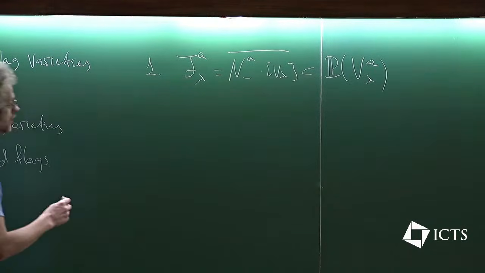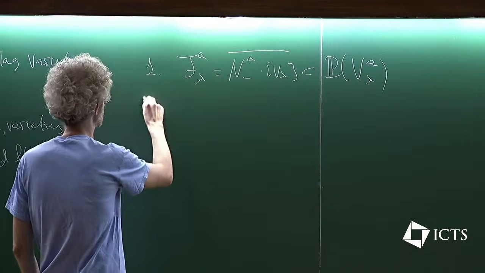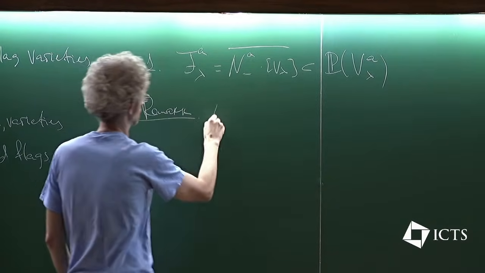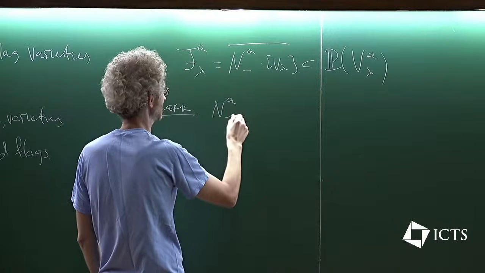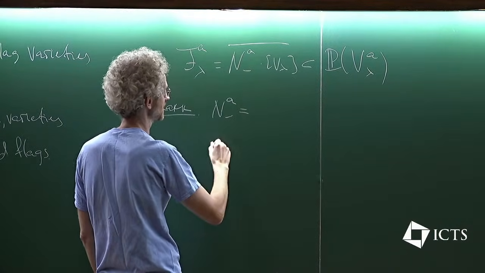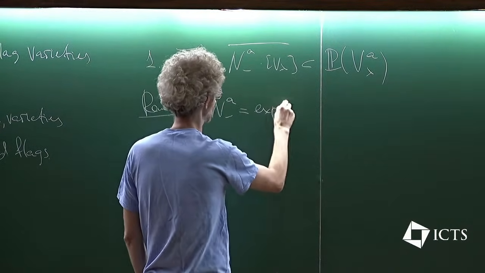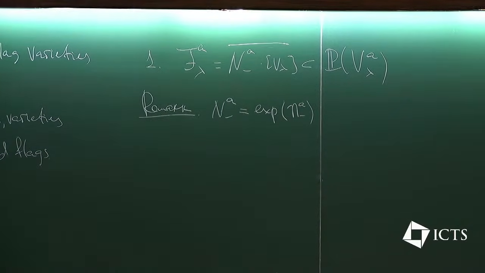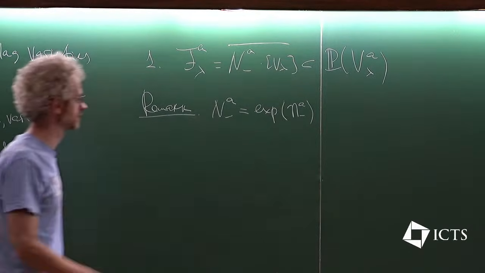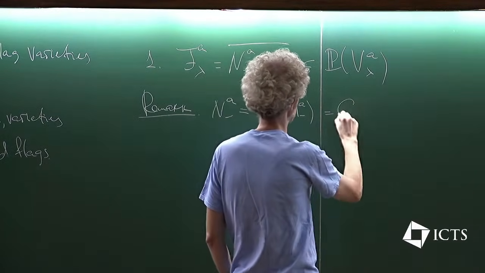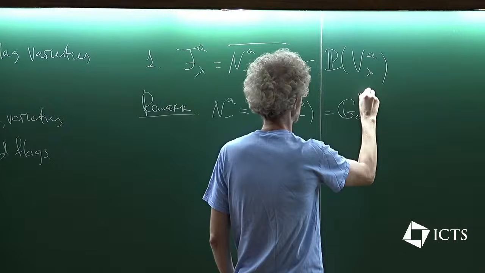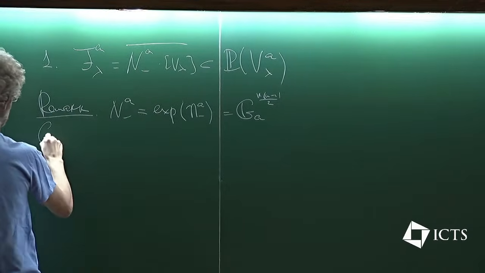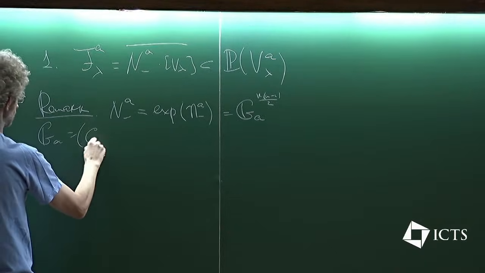So a couple of remarks in order. First of all, this group is very simple. It's not simple, but it is very simple. It means that this is just the exponent of the abelian Lie algebra, meaning that it's also abelian, and this is G_a to the n(n-1)/2. Here G_a is just the additive group of the field.